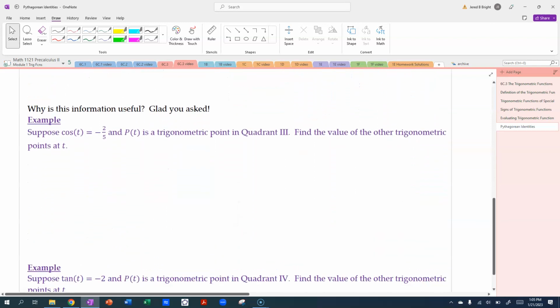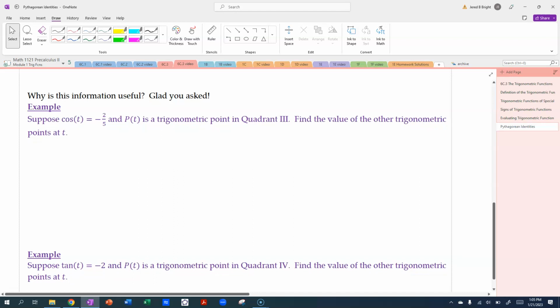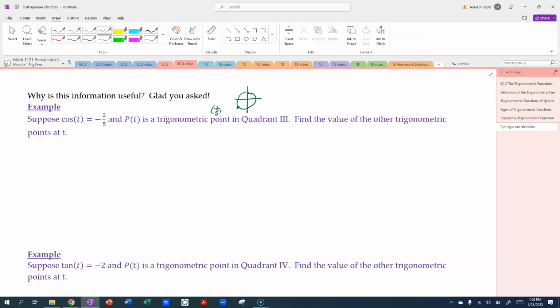Okay, how is this information useful? It's useful because we get to my favorite type of problems with it, at least for now. I have lots of favorites. So working with this first one, we have cosine, and then it says P is a trigonometric point in quadrant 3. I just need to get a quick little sketch so I know P is on the unit circle, quadrant 3. And I know cosine is -2/5, right? I need to figure out what the y is. Let's see, it says find the value of the other trigonometric functions at t.